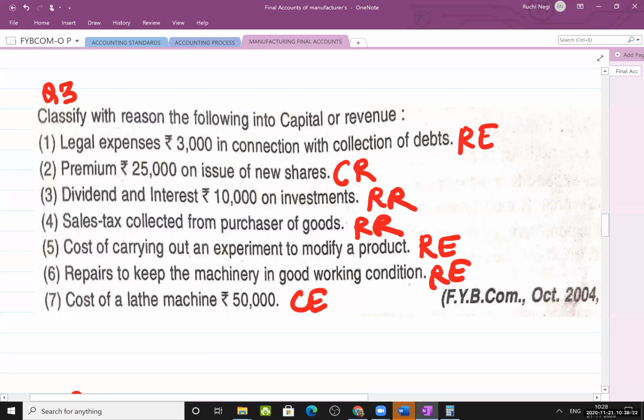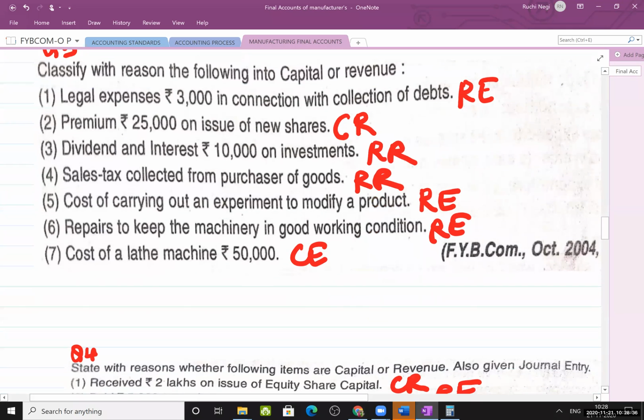Premium 25,000 on issue of shares. When you issue shares, money comes inside. So it's a receipt. And do you issue shares every year, every month? No, it is done once in the lifetime of the company. So it is non-recurring in nature. So it's a capital receipt.